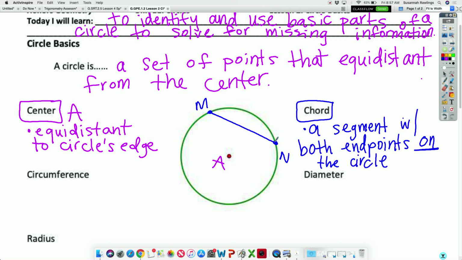Okay, and then we would name this just by the 2 letters. So what would we name this chord? MN. And what do we need on top of that MN? Not a line, but a line segment, so no arrows. Okay, so going back to super basic stuff here.